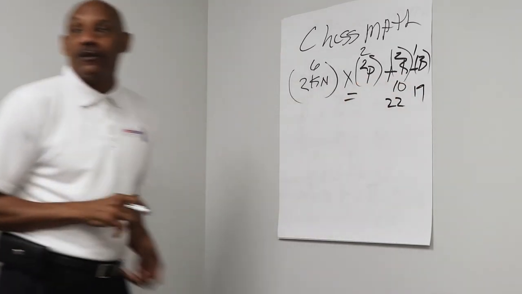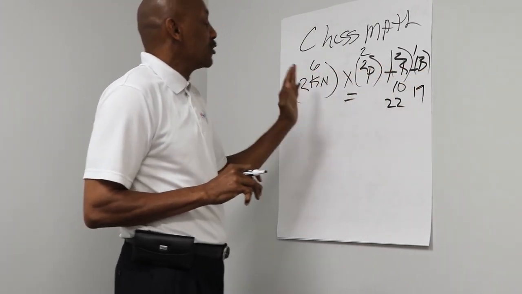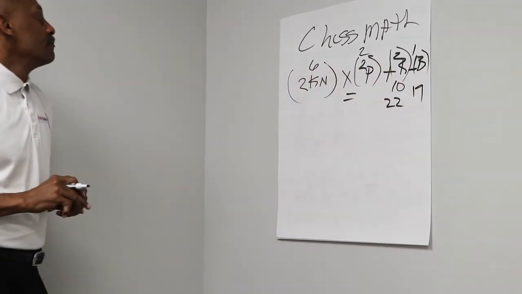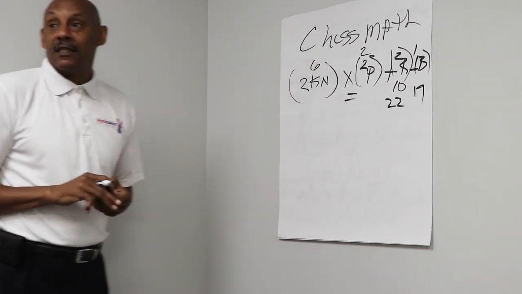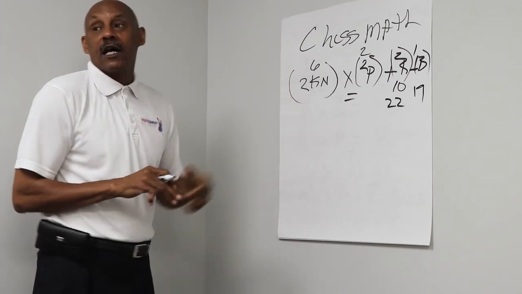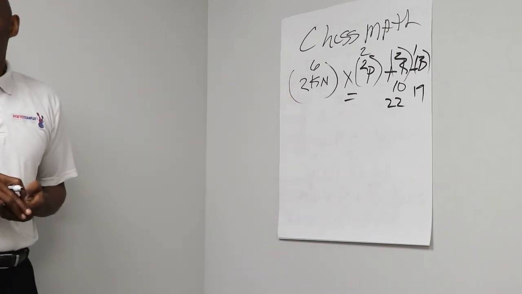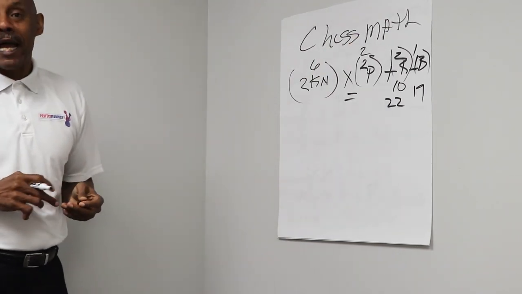So now you have the answer, and you've used all three of your core major symbols, and you've also used the value of each chess piece. You created this equation by using the first letter of each piece, which is what we call chess math.